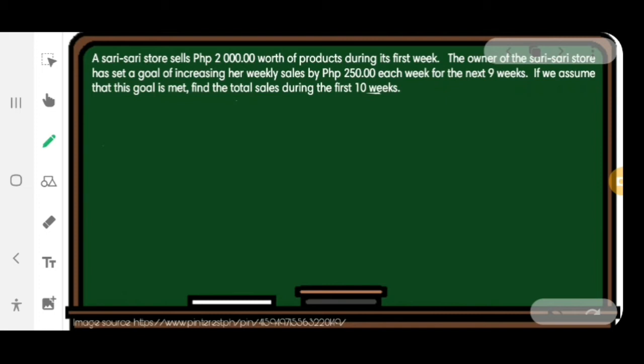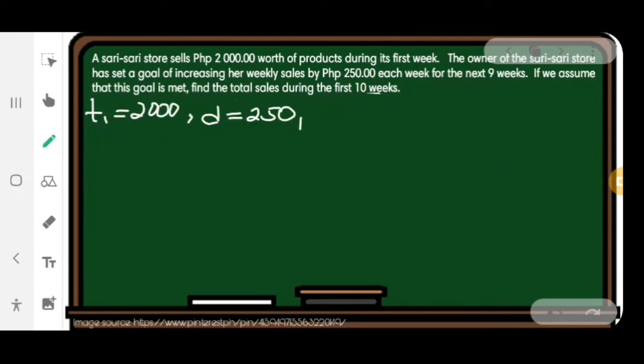Now let us identify the given values of the problem. So we have the first term, which is 2,000, and then 250 is our common difference.